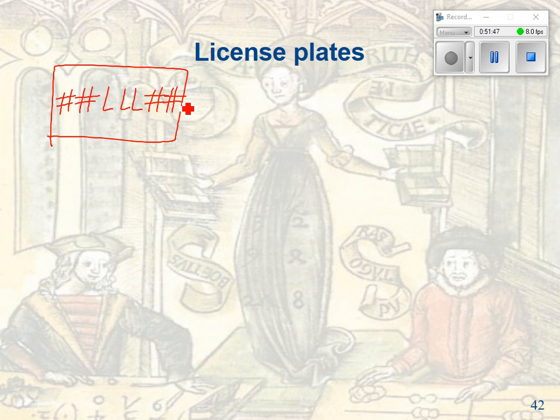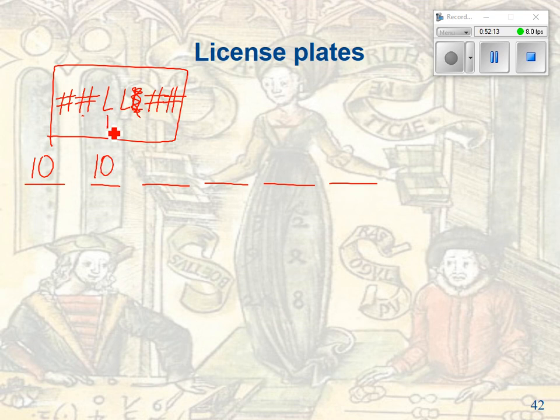Maybe it's just two letters. So two numbers, two letters, two numbers. However it's set up, if there's six spaces on that license plate, then I'm going to draw six blanks here. We look at the first one. If it's a number, it's got to be 0 through 9. So that's 10 possible outcomes. That number, 10 more possible outcomes.